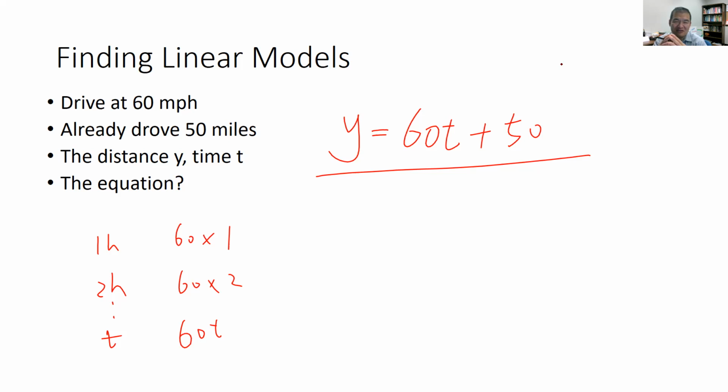So math modeling is using, especially the linear modeling, the knowledge of linear functions in real situations. We're going to introduce two types of application. This is the first type.